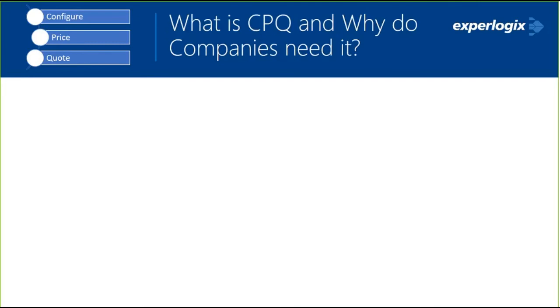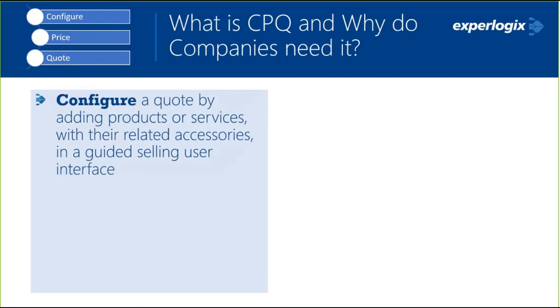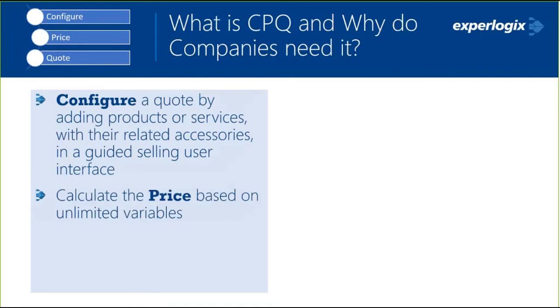So some of you may be wondering, what is CPQ and why would I need it? So let me just break it down for you. The C stands for configure. So really, when you want to configure a quote, basically put together a quote by adding different products or services with all of their related accessories and potentially in a guided selling user interface, you want to make sure that you're pricing it out based on all of the different variables that you may have to sell your product or your service, and then you want to produce a professional-looking quote.